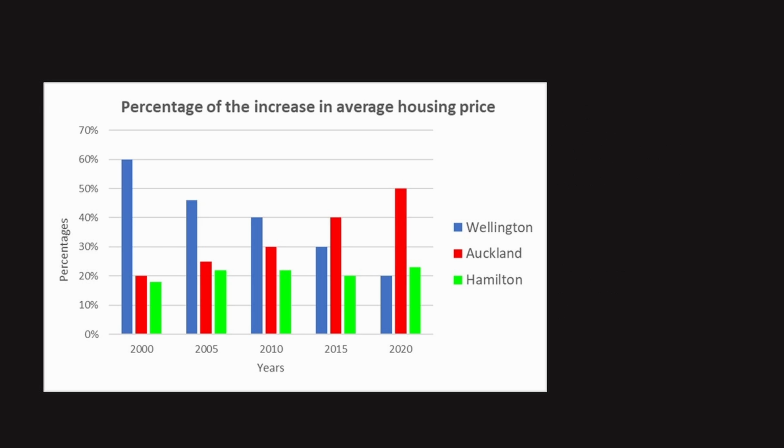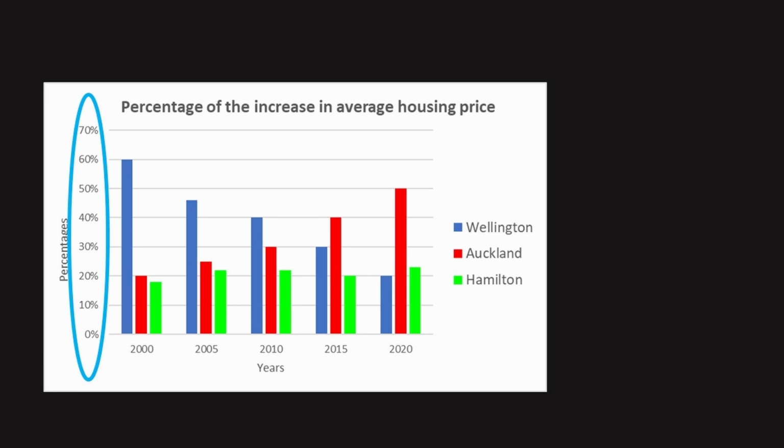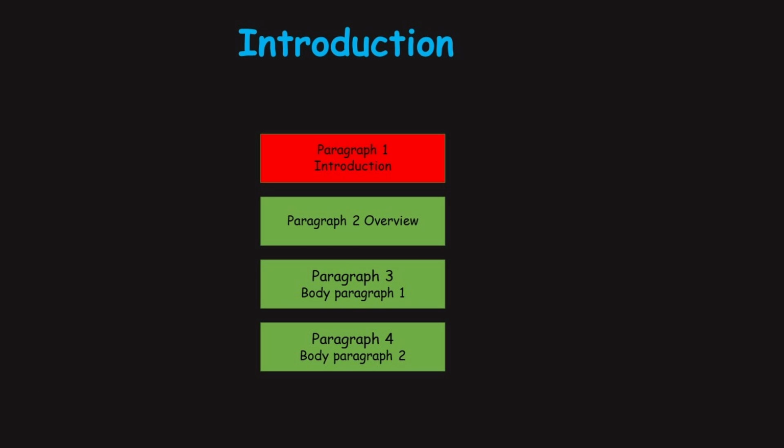Here we can see a bar graph. On the right side of the graph there is a key with a description of the bars. The horizontal axis illustrates the time period in years, while the vertical axis shows percentages. Now we are going to write our first paragraph, the introduction.